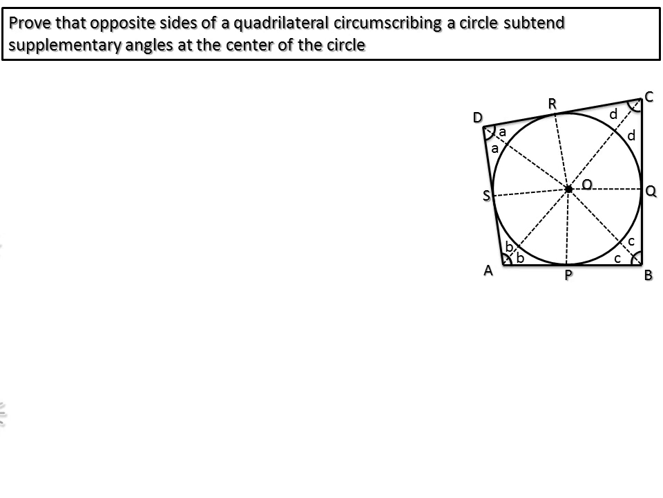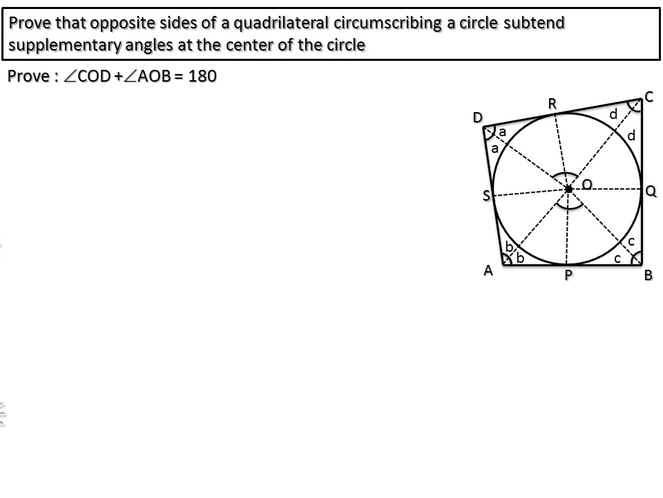Now let us consider one pair of opposite sides of a quadrilateral. Now here consider CD and AB. Now CD subtends angle COD at the center and AB subtends angle AOB at the center. Therefore you have to prove that angle COD plus angle AOB equal to 180 degree.